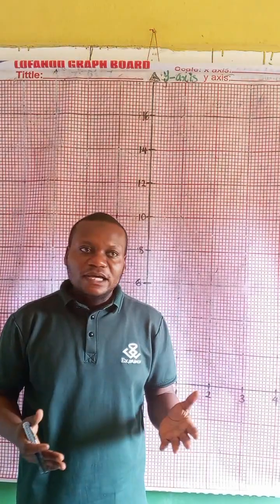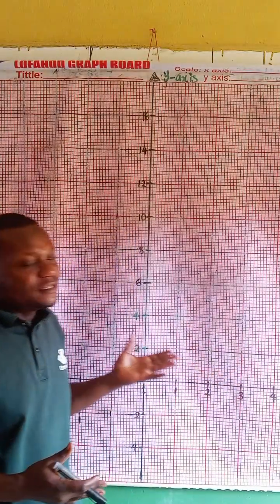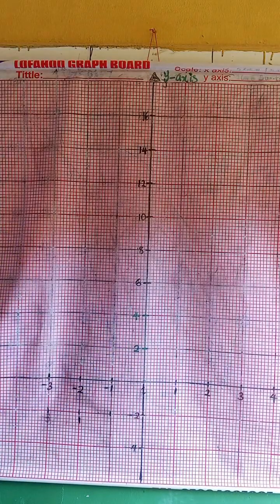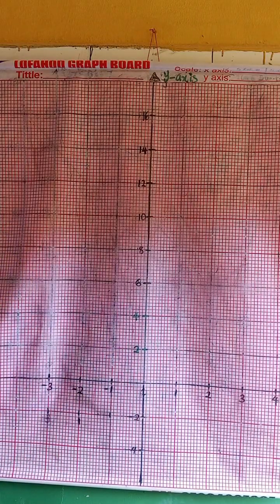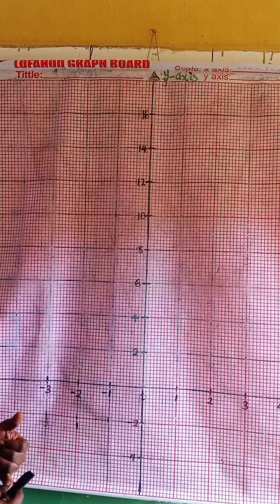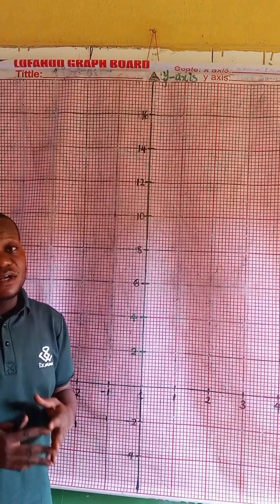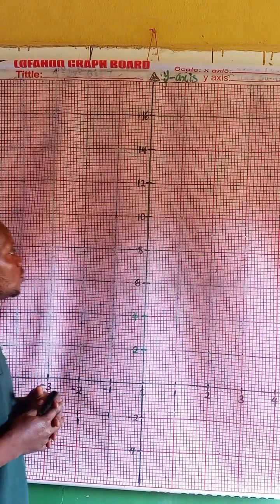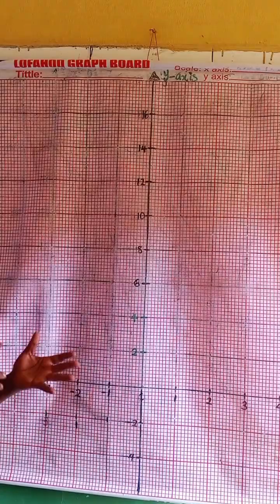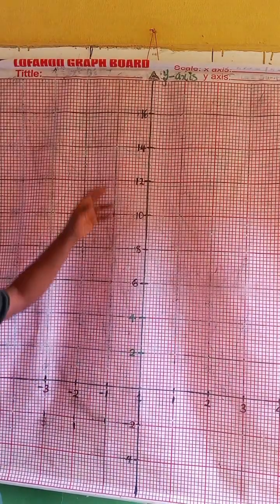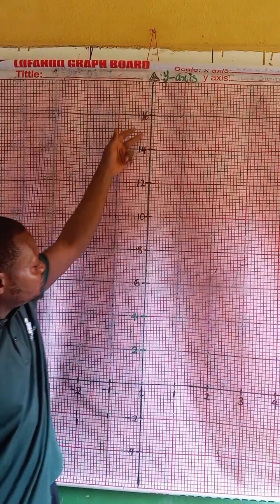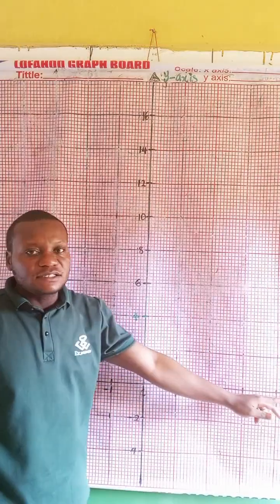Now, coming to the graphical part, this is where some students find it difficult, especially getting the scale correctly and also being able to plot the points accurately. To be able to plot, you need the y-axis and also the x-axis. So I have my y-axis and also the x-axis.